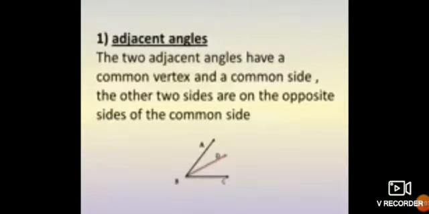Relation between angles. Number one, adjacent angles. Two adjacent angles have a common vertex and a common side. That means the other two sides are on opposite sides of the common side. Look at the figure. You find ABD and DBC are adjacent angles, which have BD as a common side and vertex B as a common vertex.